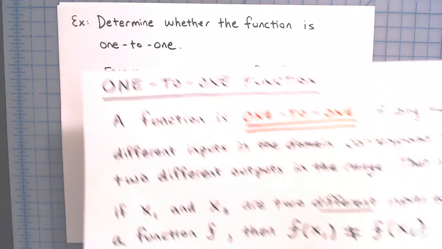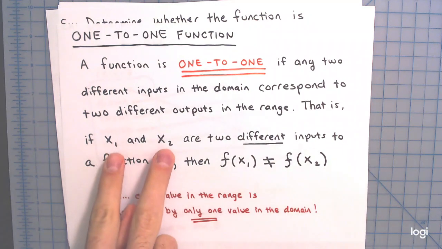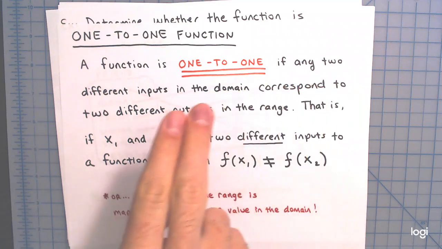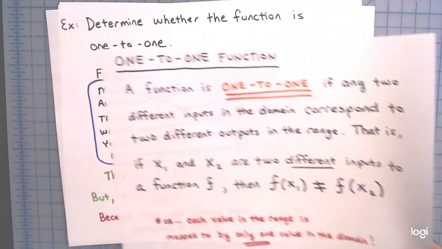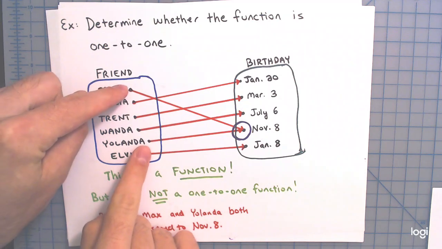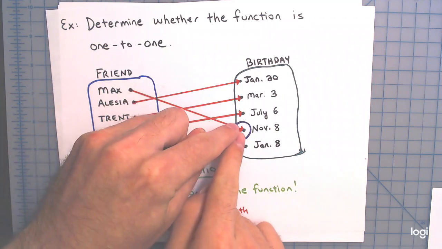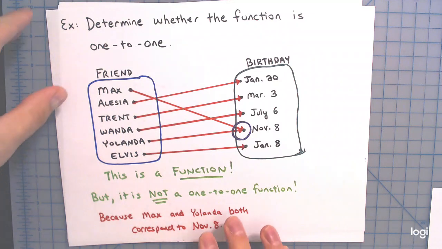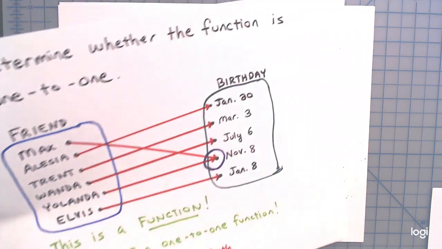So again, remember the definition, right? Any two different inputs correspond to two different outputs, if it is one-to-one. Well, if it's not one-to-one, here's two different inputs, but they don't correspond to different outputs. So it's not one-to-one. I hope that's really clear. I really want to make sure that's clear. All right, so that was an example where the function was represented as a mapping.